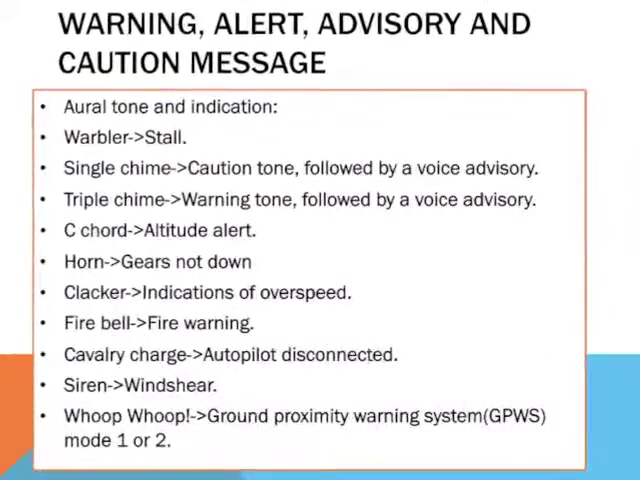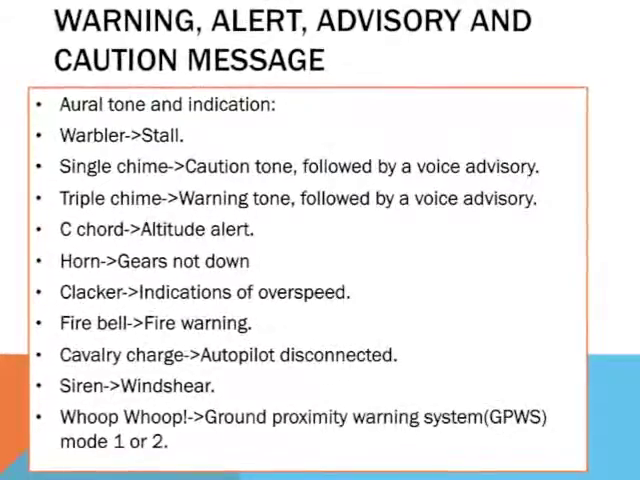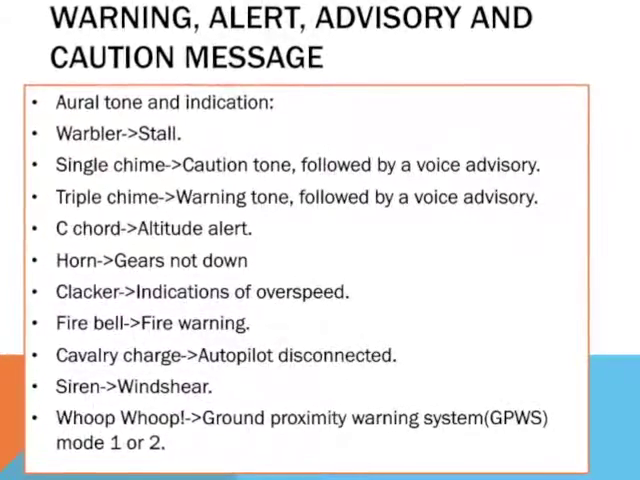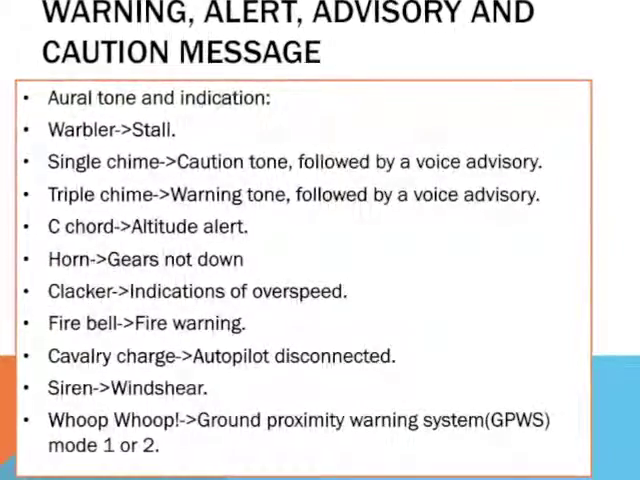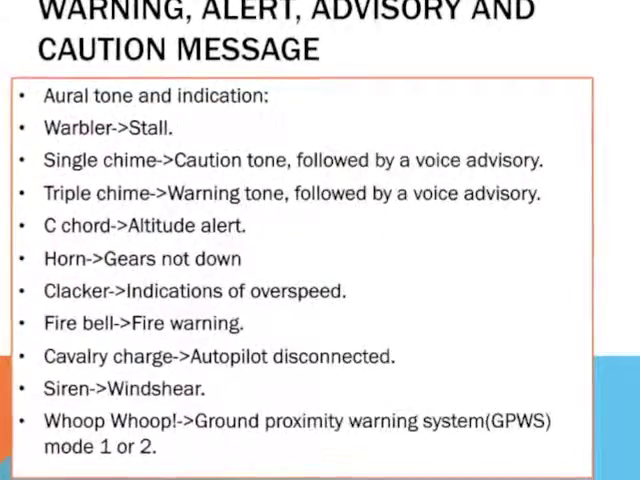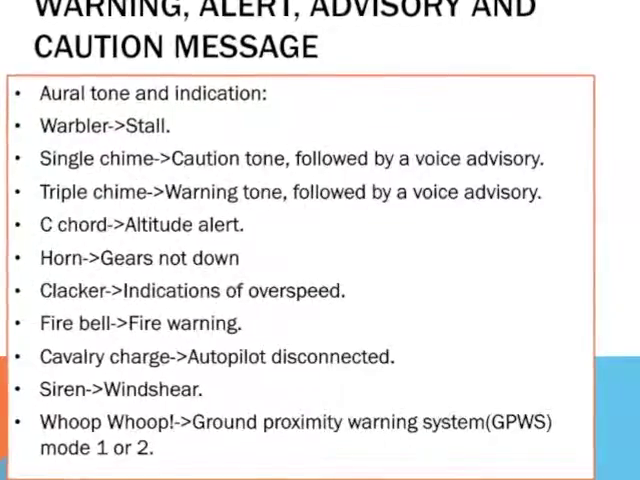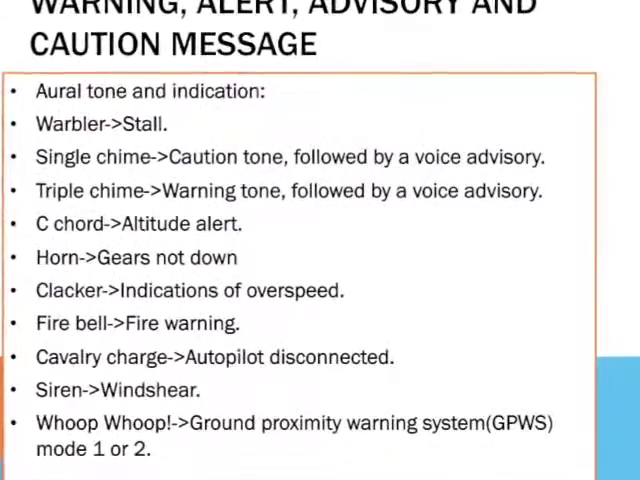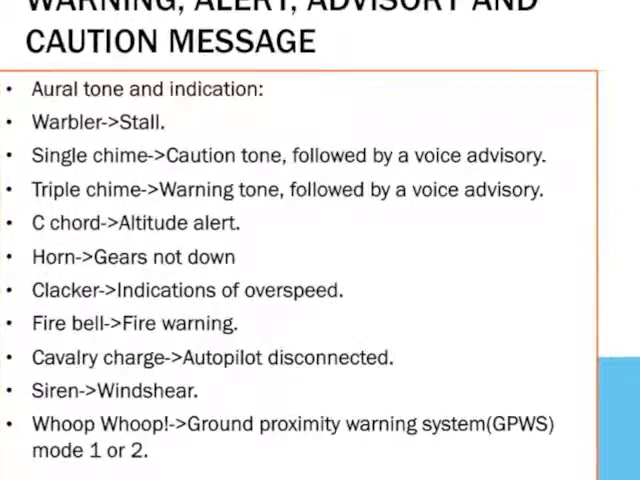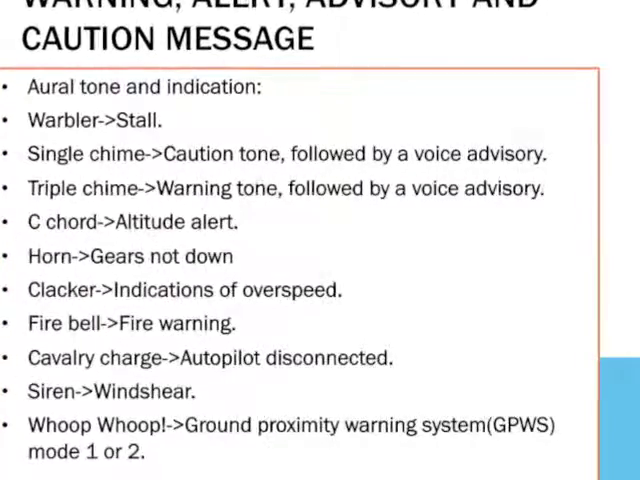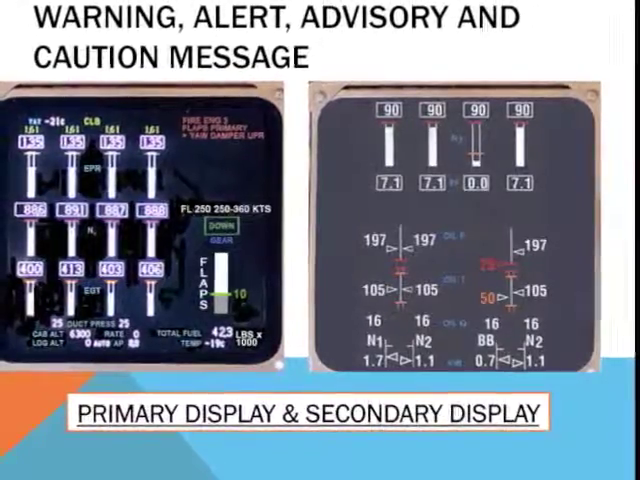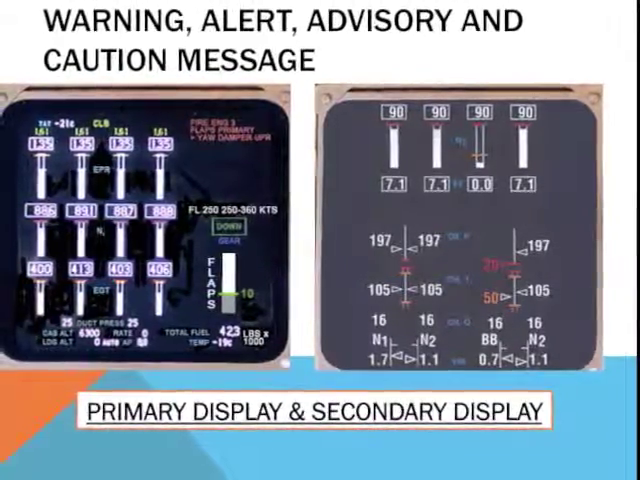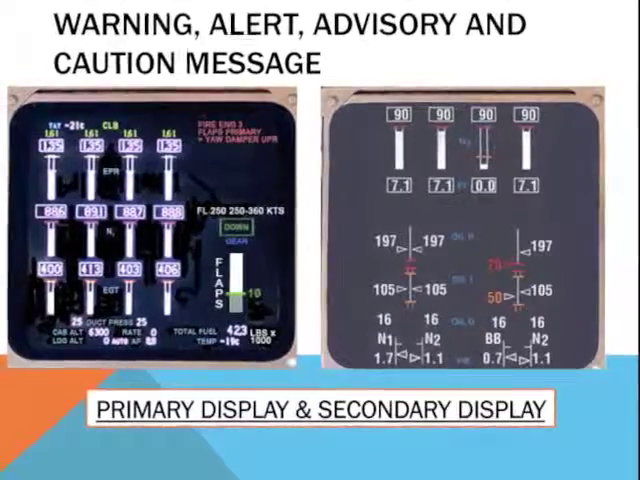There are several aural warning indications that the ELNFAS will give out, such as a single chime indicating a caution tone, a triple chime indicating a warning tone, a horn indicating that the gears are not down, and a fire bell indicating there's a fire warning. This is an example of the warning messages that will be displayed in the ELNFAS. And next, I will pass on to Jian.